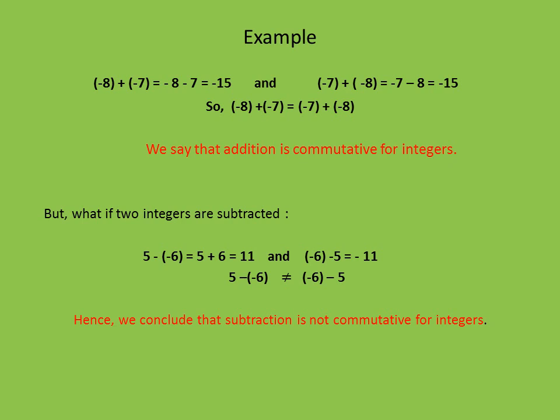But what if two integers are subtracted? Let's see an example. When minus 6 is subtracted from 5, we get 11. But when minus 5 is subtracted from minus 6, we get minus 11. Are they the same? No. Here it is 11 and here it is minus 11. They are unequal. Hence we conclude that subtraction is not commutative for integers.